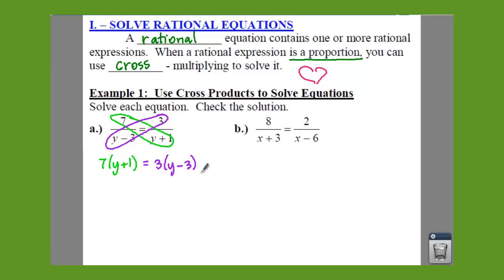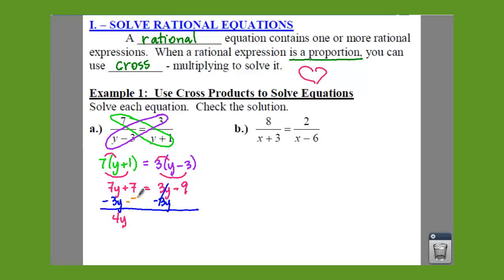From here, now that we're rid of the fractions, we can distribute on both sides of our equation. Let's take 7 times y, which gives us 7y. We're going to take 7 times 1, which gives us 7. And then 3 times y, and 3 times negative 3, which is negative 9. So now we have an equation with a variable on both sides of the equal sign. In order to get your y's by itself, let's subtract 3y from both sides, and those will cancel out on the right. If we combine them on the left, 7 minus 3 gives us 4y.